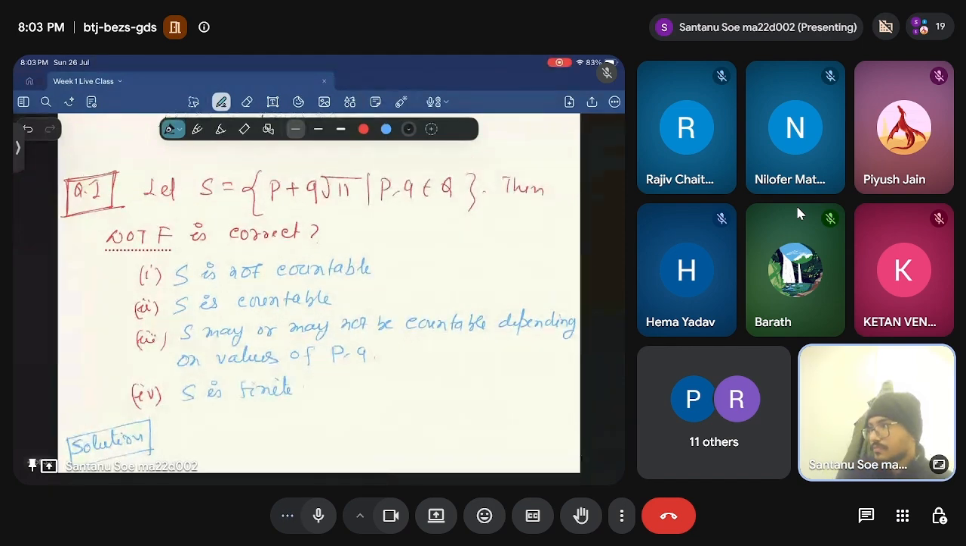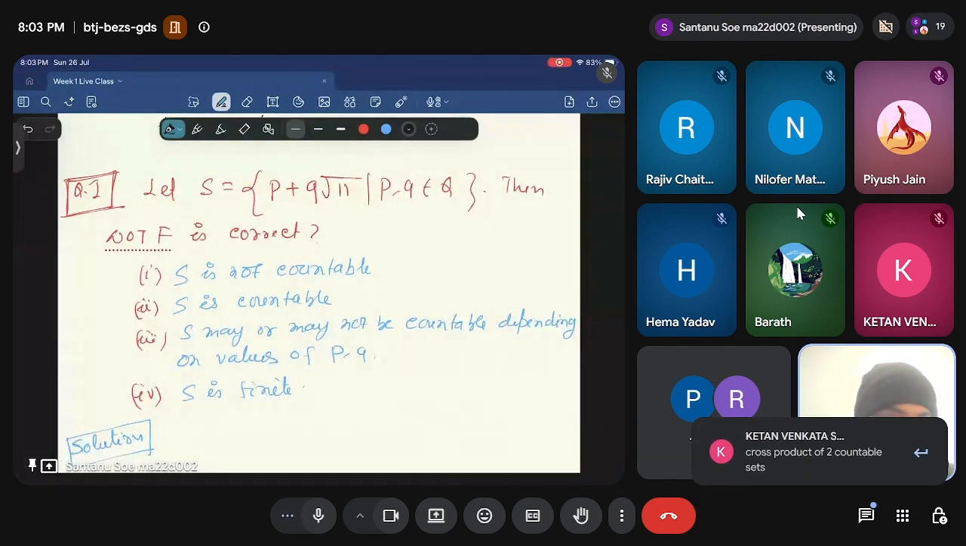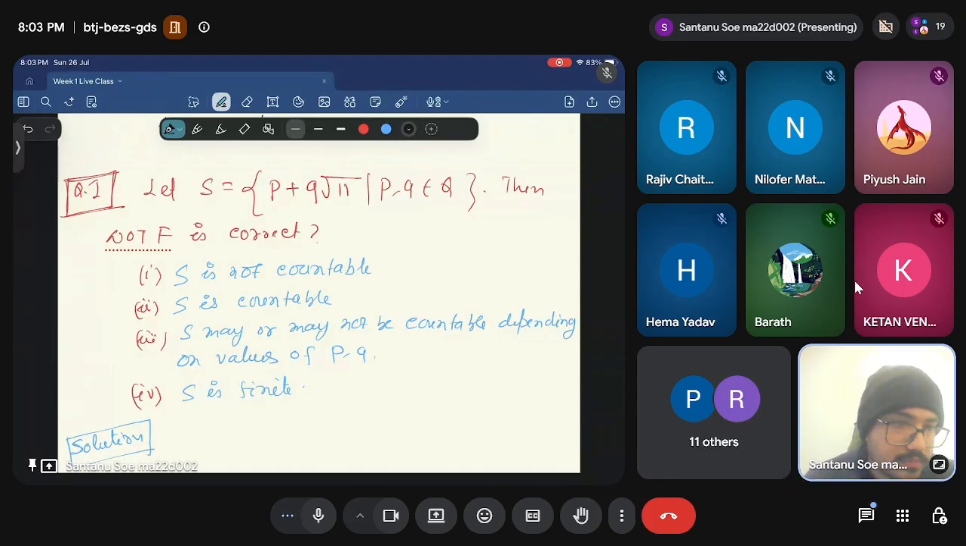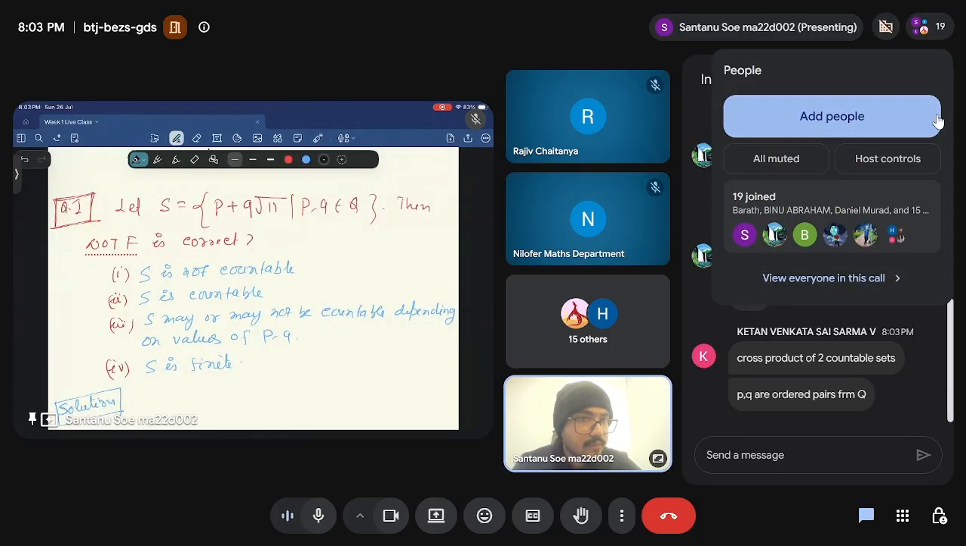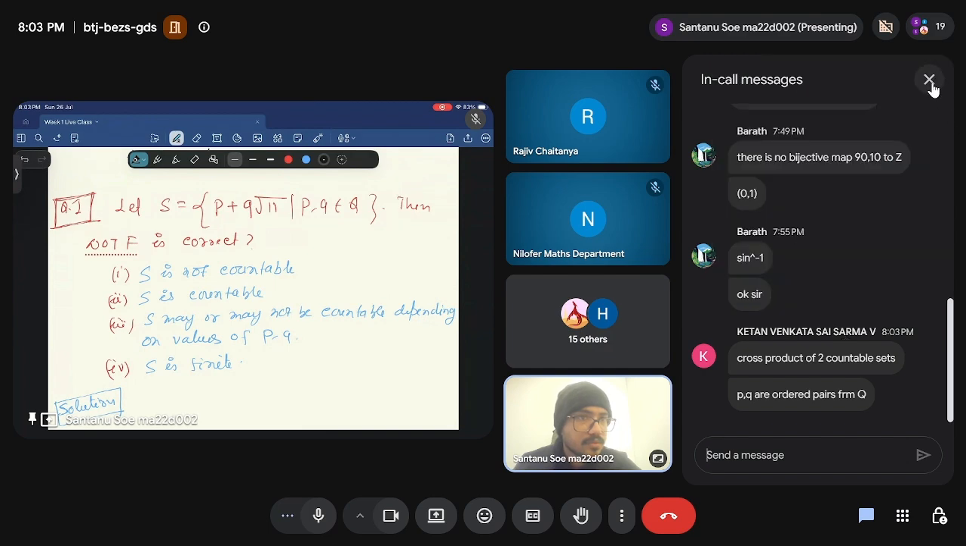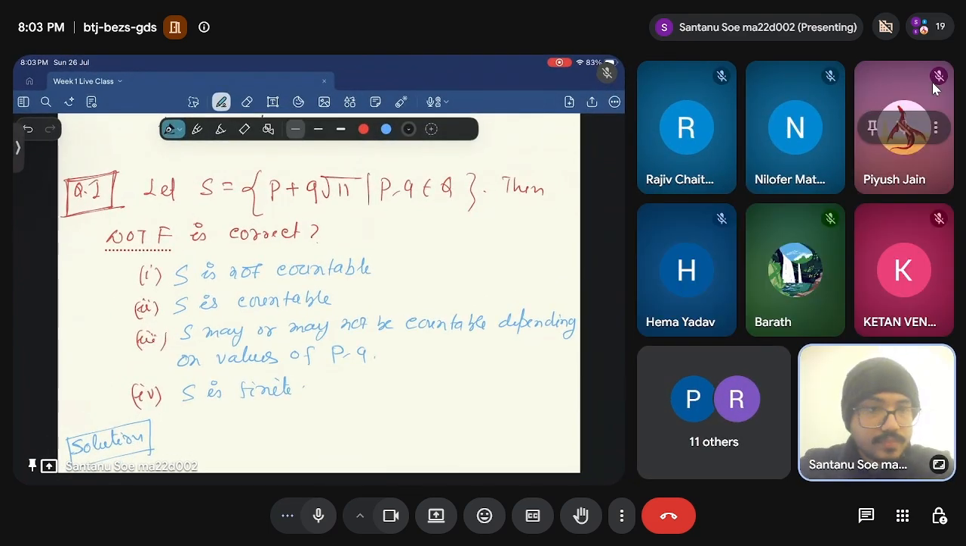So one approach is cross products of two countable sets. Okay, what do you mean by that? How do you prove it? What is to do with S here? The cross product of which two countable sets? Are you referring to Q cross Q? If you want, you can speak also. You can just turn on your mic and speak to me.